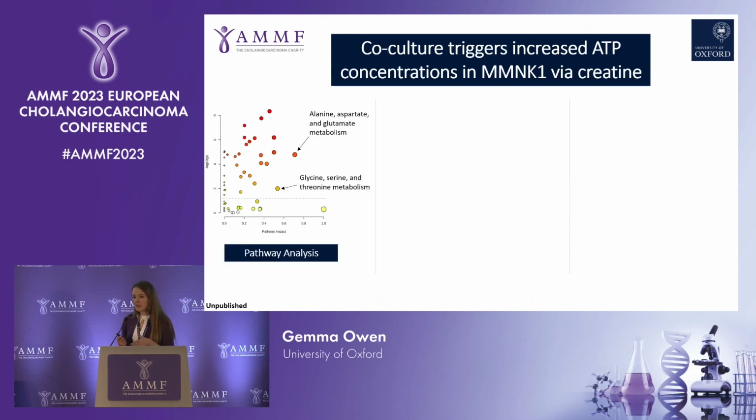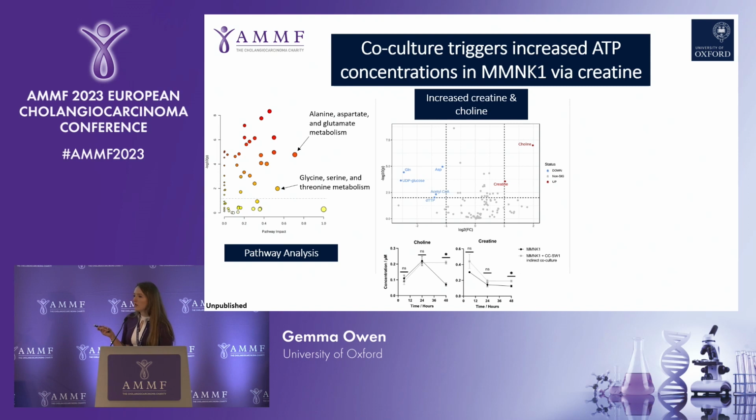We then conducted a large-scale metabolomic analysis, where we looked at the intracellular metabolites in our cholangiocyte cells at 6, 24, and 48 hours. I've only shown 48 hours here for time. On the left, you can see the pathway analysis that we conducted using these metabolites at 48 hours. Two of the pathways that were significantly enriched were alanine, aspartate, and glutamate metabolism, and glycine, serine, threonine metabolism, which again is in agreement with our RNA sequencing data.